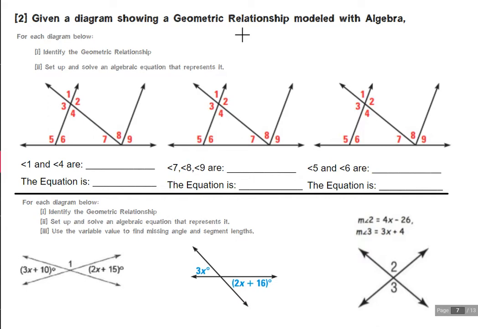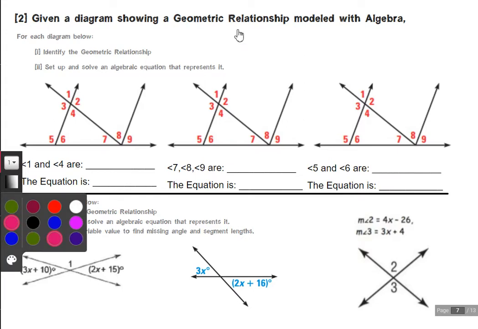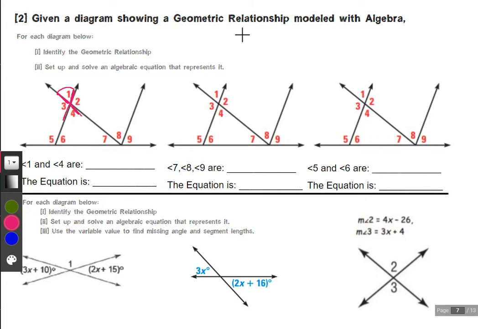So first things first, let's identify. We have angle 1 and angle 4. I'm just going to highlight it here in this pinkish color. Angle 1 and angle 4 are crossing each other. They share a common vertex, so we're going to call those vertical angles. Vertical angles by rule are congruent, so the measurement of angle 1 should be equal to the measurement of angle 4.